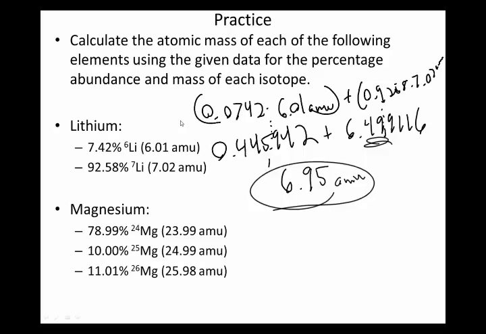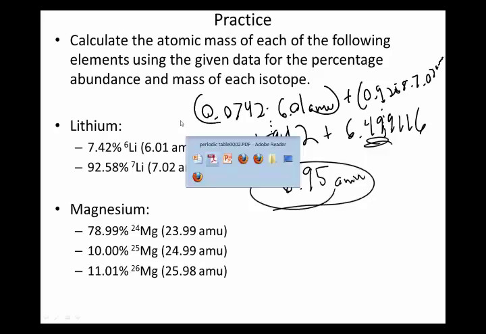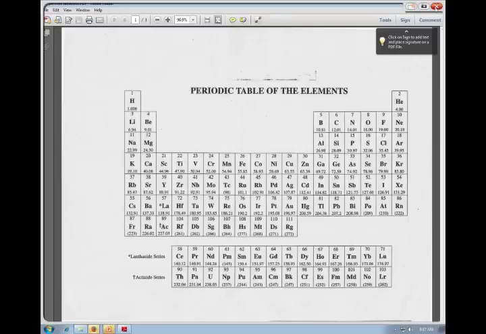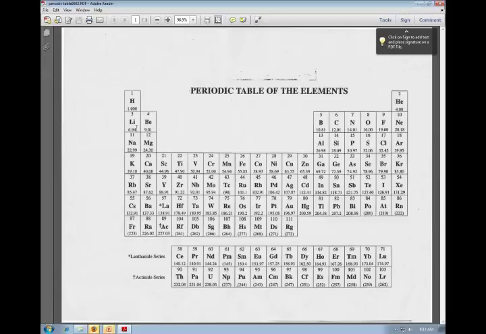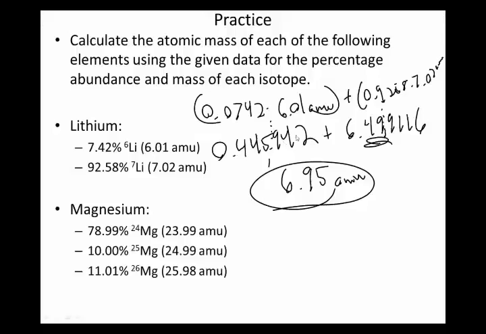Okay, and let's check that with the periodic table. So lithium is 6.94, and we got 6.95. So again, it's okay if we're off because we're rounding in that last significant figure. That's all right. So magnesium, same basic strategy.